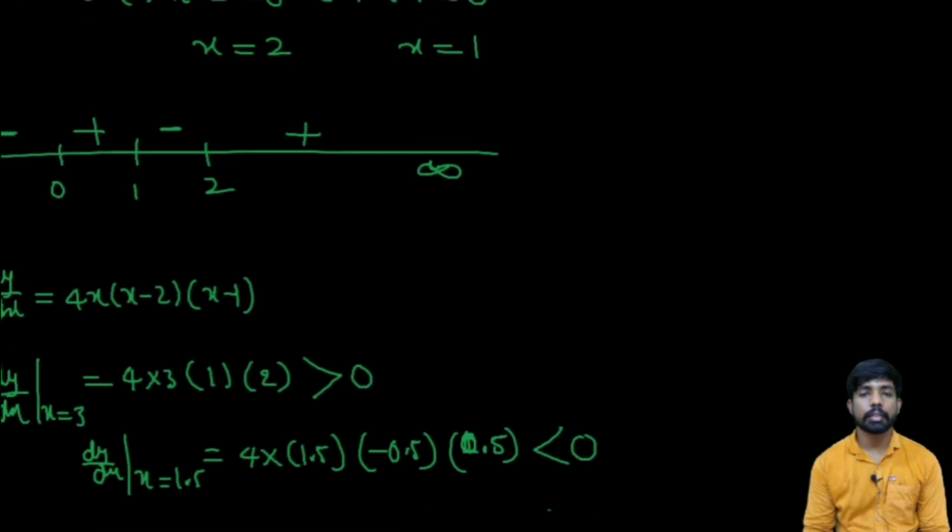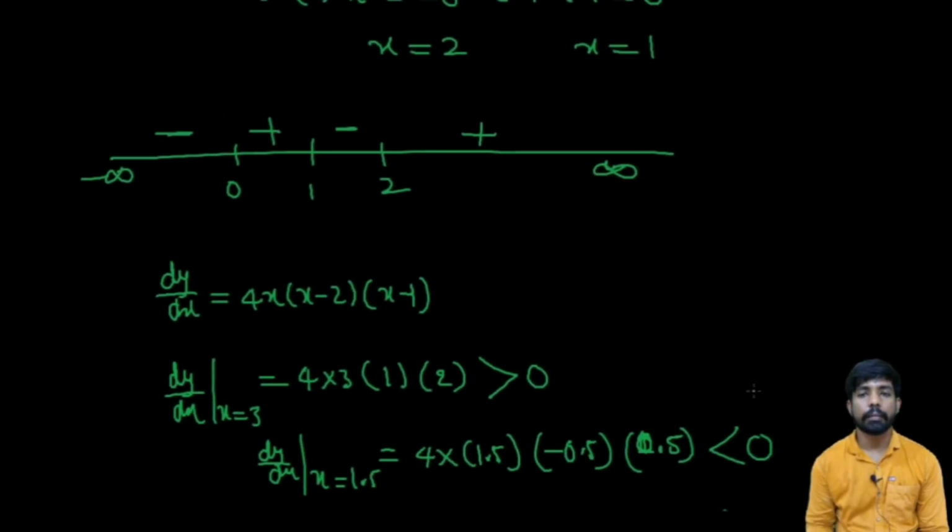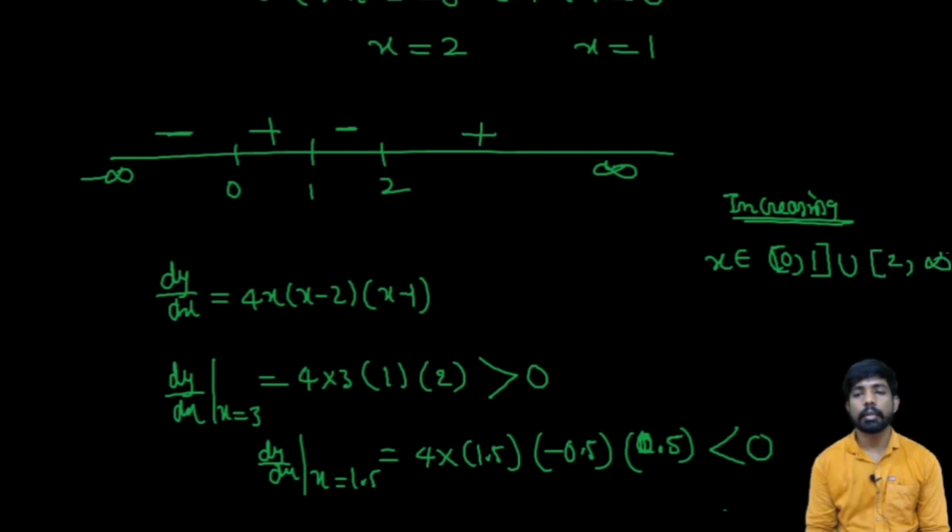So from here we can say this is the increasing function. Increasing function intervals I am writing. Listen carefully. The increasing interval is x belongs to, here positive, we will consider positive, 0 to 1, closed bracket, union, 2 to infinity. This is the increasing function. Strictly increasing function: x belongs to (0, 1) open brackets, union, (2, infinity).